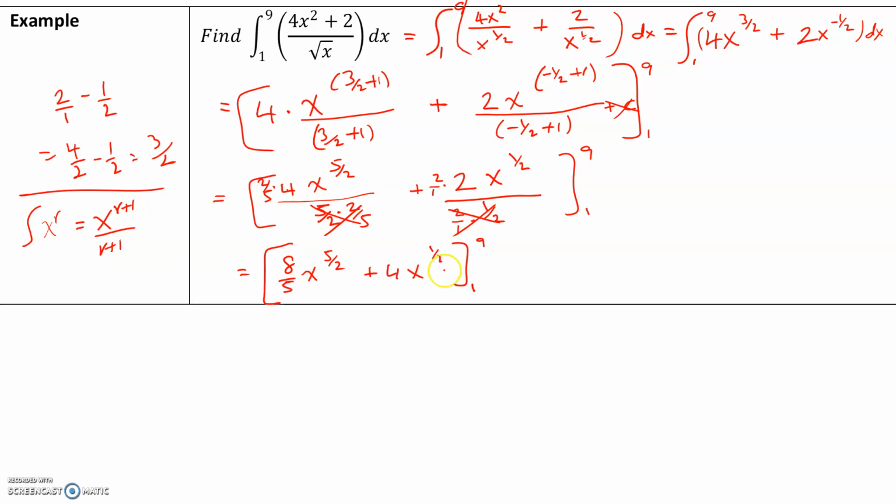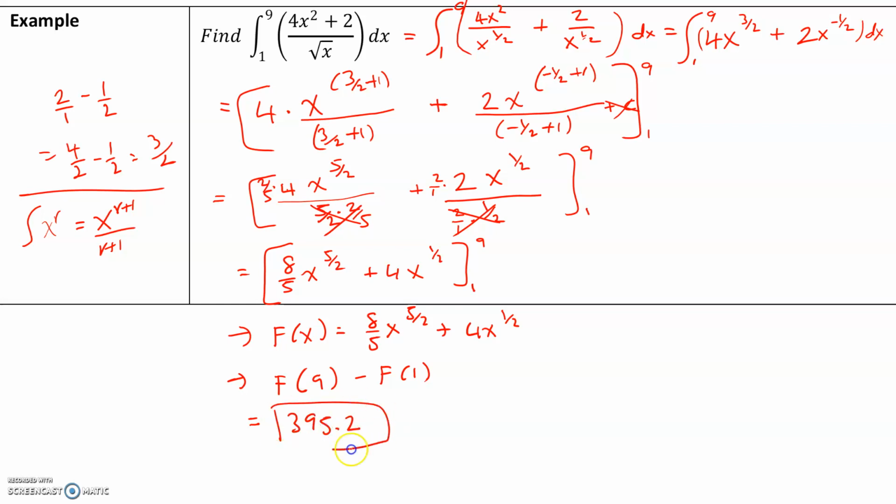And again, I left out the plus c because we don't need a constant of integration when we are doing a definite integral, since it's going to cancel out anyway. Now, here's what I would do. Into Desmos, in one line, I would say f of x equals 8 over 5 x to the 5/2 plus 4x to the 1/2. So now it knows what f of x is. The second line, find out what is f of 9 minus f of 1. And when you do that, the answer is going to be 395.2.